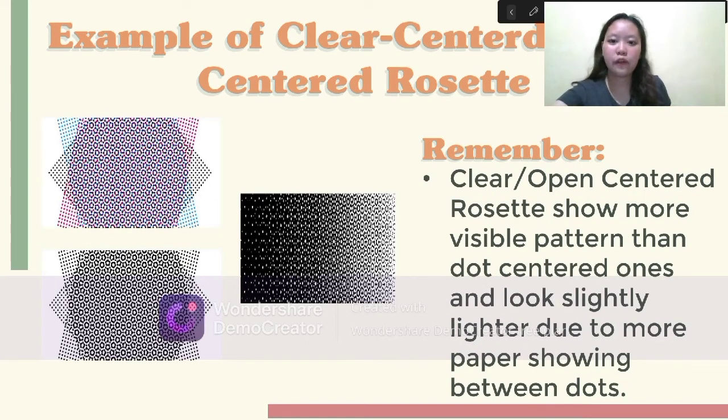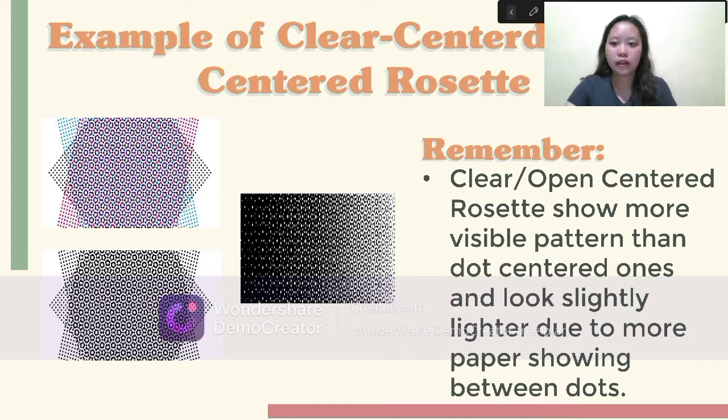The second type of rosette is called clear-centered or open-centered rosette. It is created by shifting one of the process colors, one half row of dots from the other colors. As you can see in the picture, the dot is big and it has space between each other compared to the dot-centered rosette. Remember, clear or open-centered rosettes show a more visible pattern than dot-centered ones and look slightly lighter due to more paper showing between dots.